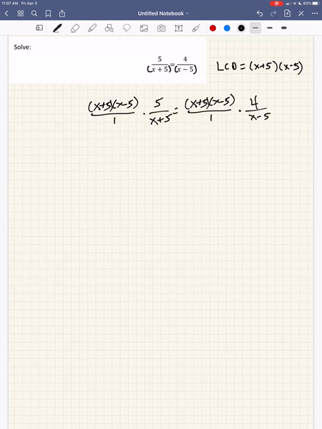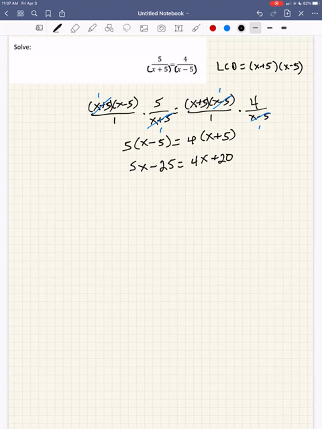Now we get some things canceling out. On the left-hand side, the x plus 5s are going to cancel. I really get little 1s from each of those. And then on the right-hand side, my x minus 5s will cancel, and I'll get little 1s again. And so I'm left with just 5 times x minus 5 on the left, and 4 times x plus 5 on the right. So now I'm going to have to distribute in both of those cases. So I'll get 5x minus 25, 5 times 5, and then 4x plus 20, 4 times 5.